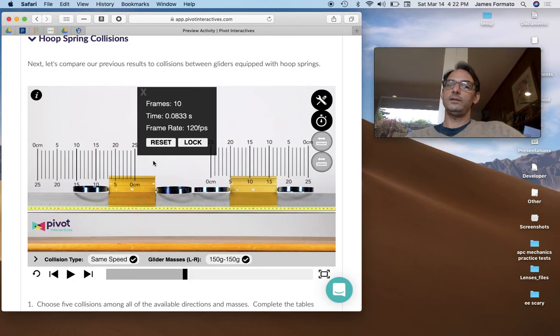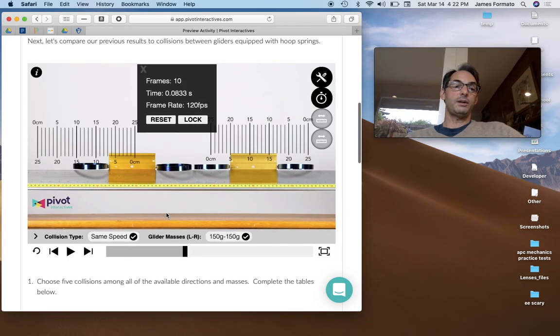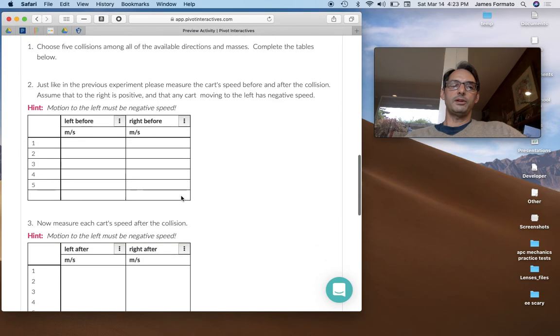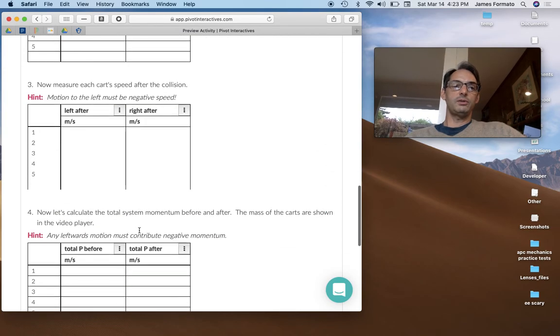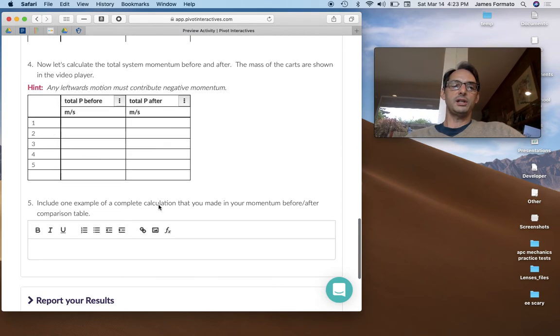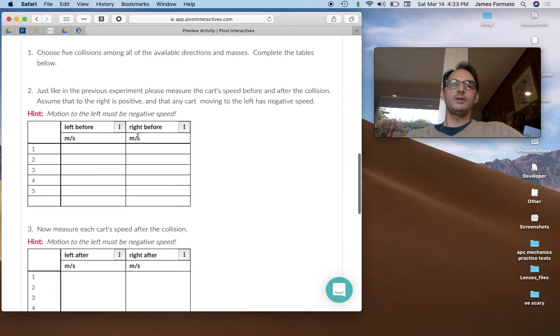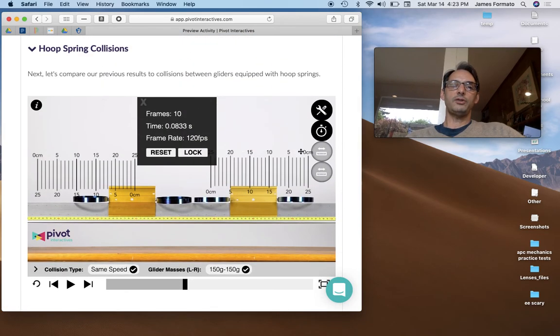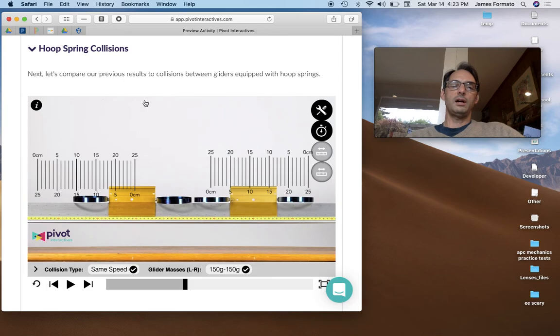So what's the total momentum in this two-cart system? It's zero. How do I know that? Well, if I did the math out, 150 times the velocity here plus 150 times the exact same but negative velocity here, the whole momentum sums up to zero. Okay, that would go in these tables. We would do the same thing for after the collision, and then we would compute the momentum. So those are some quick tricks for determining velocities and then calculating momentums.